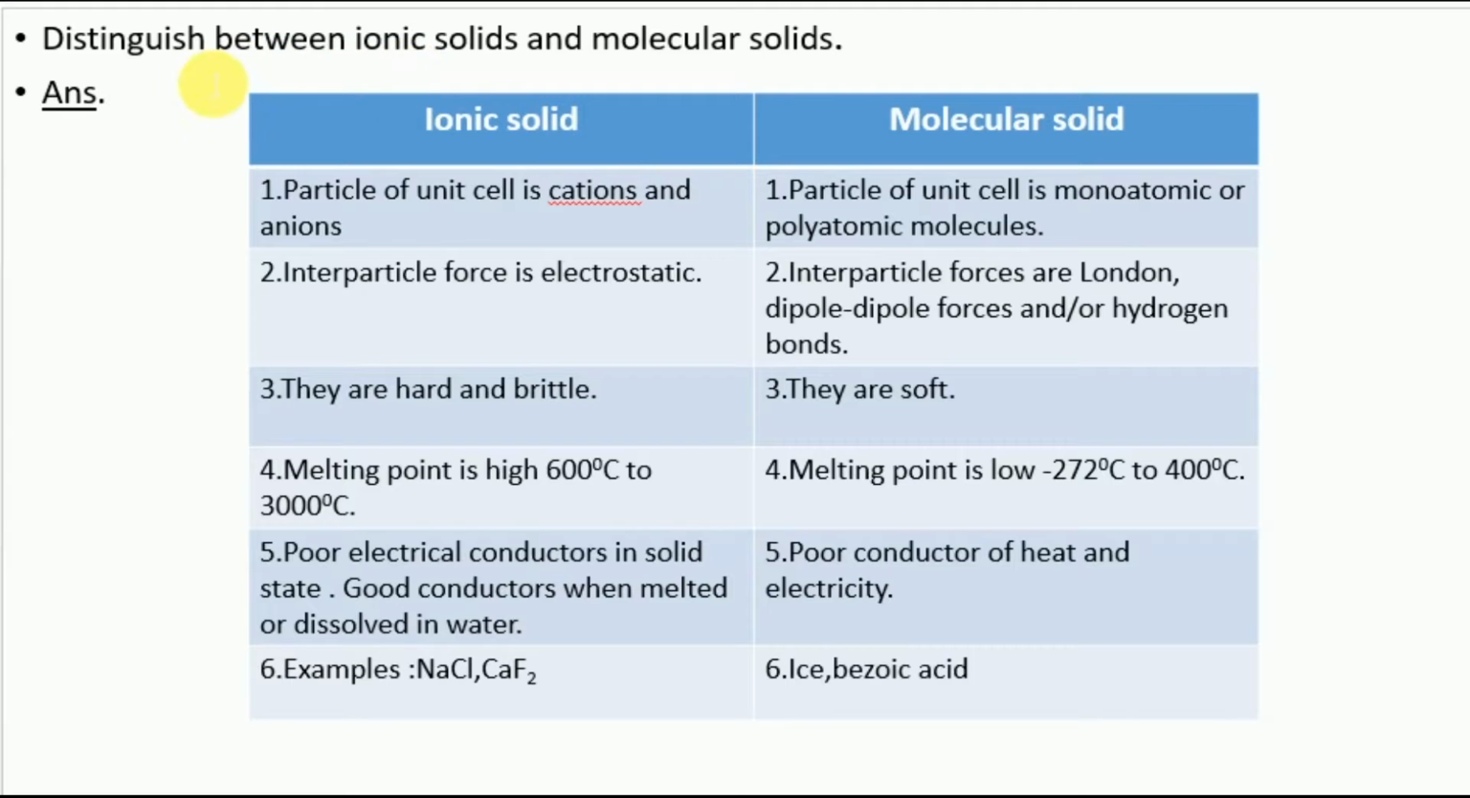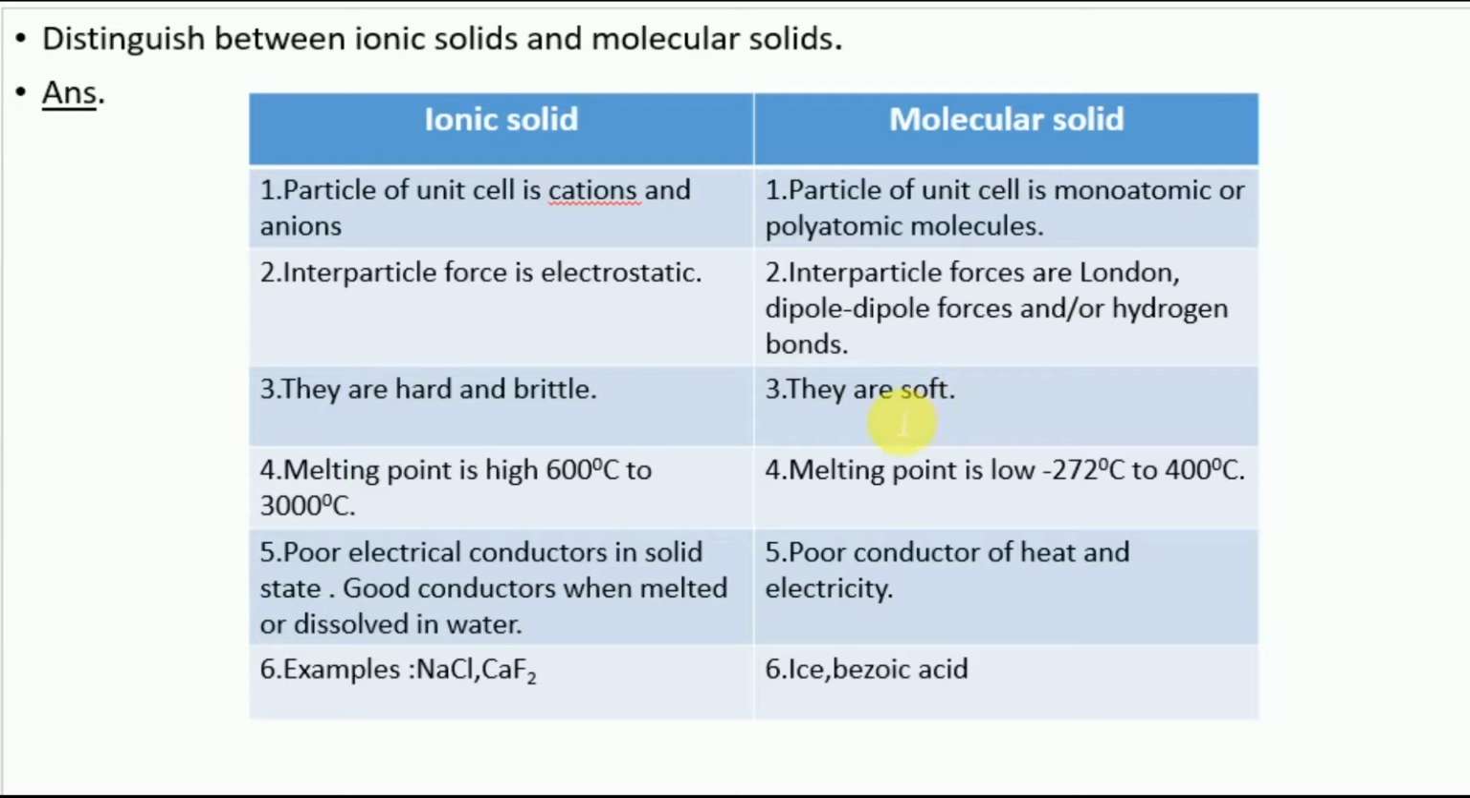Second one is, distinguish between ionic solids and molecular solids. Ionic solid, first point is, particles of unit cell are cations and anions. On the other hand, in molecular solids, particles of unit cell are monoatomic or polyatomic molecules. Second point is, interparticle force is electrostatic. And here, interparticle forces are London dispersion forces and hydrogen bonds. Third point is, they are hard and brittle.